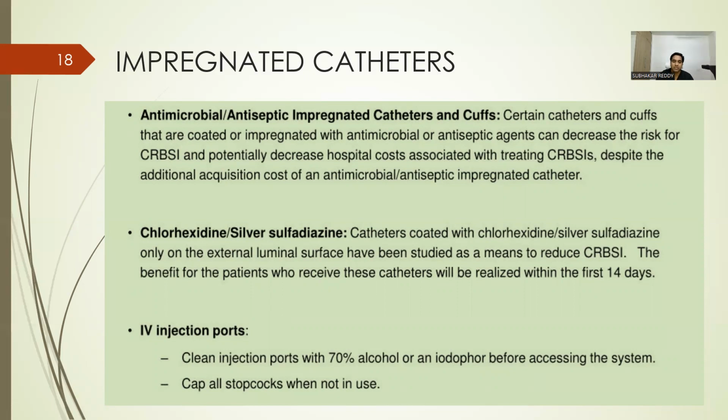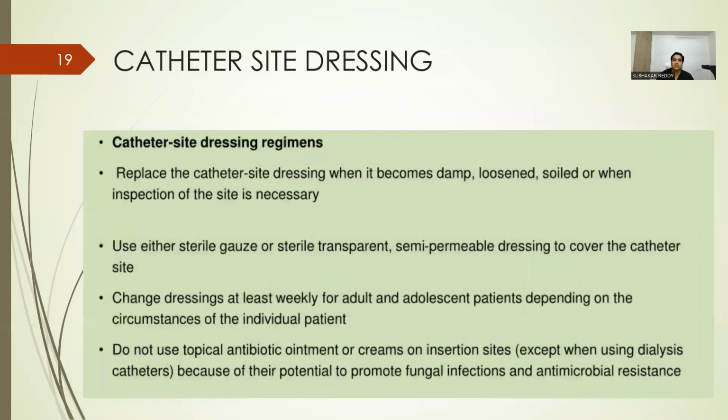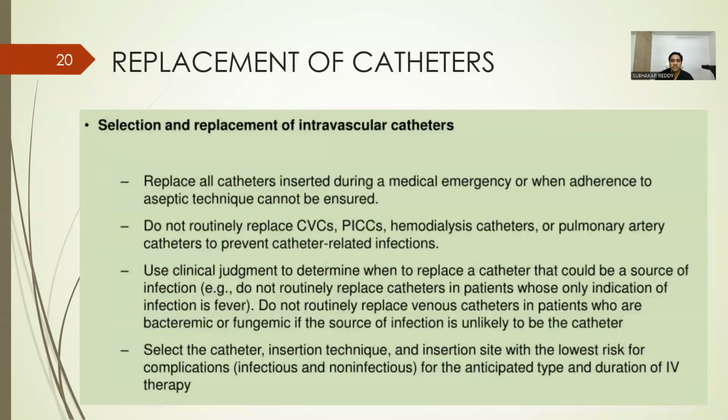Cleaning the hub with 70% alcohol should be done, and all the stopcocks should be clamped when not in use. For catheter site dressing, change it at least weekly for adults, or when it is obviously soiled, damp, or for inspection. Usually a sterile, transparent, semi-permeable material is used. Topical antibiotics and creams should not be used as they will lead to colonization with antimicrobial resistant pathogens or flare of fungal infections. And replacement of the catheters.